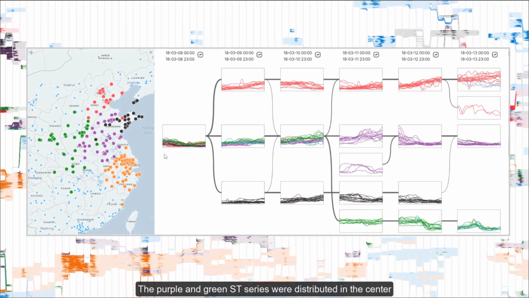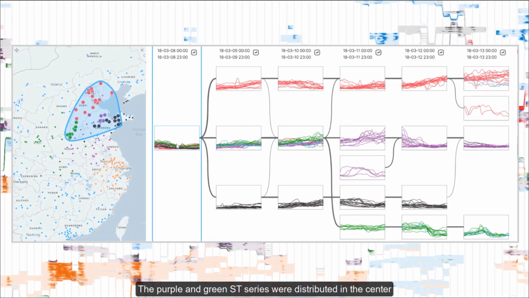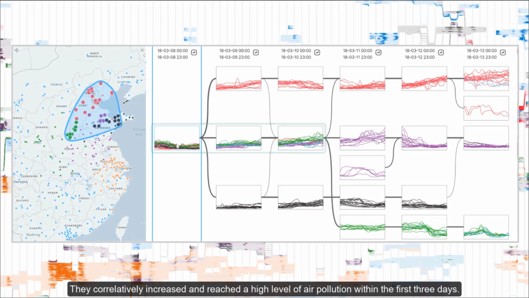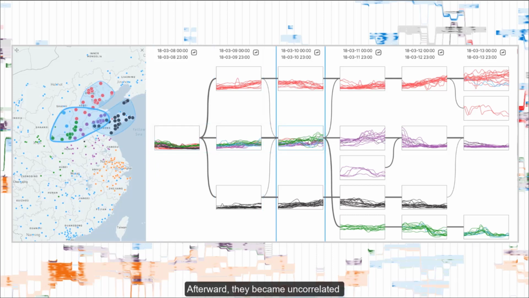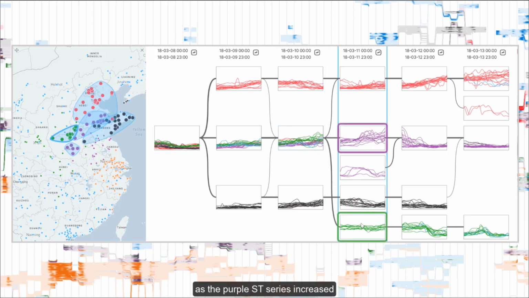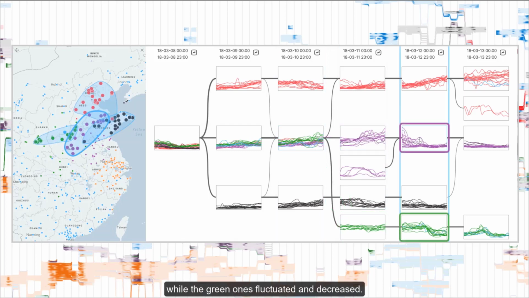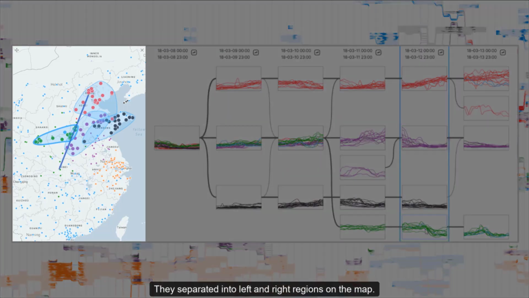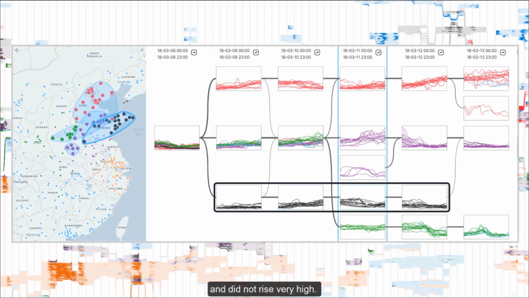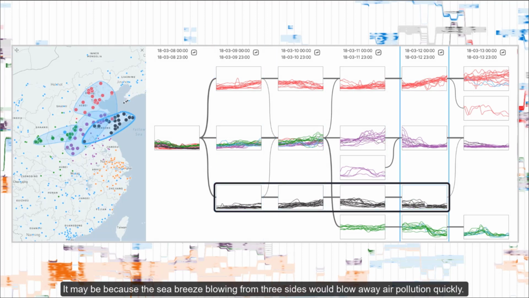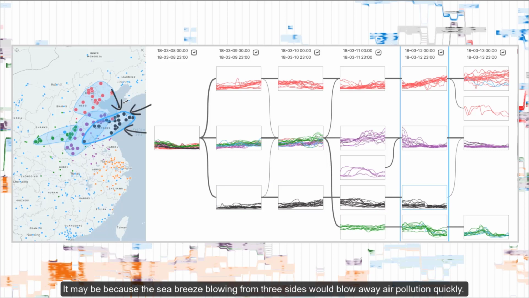The purple and green spatial temporal series were distributed in the center and geographically close. They correlatively increased, and reached a high level of air pollution, within the first 3 days. Afterward, they became uncorrelated, as the purple spatial temporal series increased, while the green ones fluctuated and decreased. They separated into left and right regions on the map. The black spatial temporal series were less correlated with others, and did not rise very high. It may be because the sea breeze blowing from 3 sides would blow away air pollution quickly.